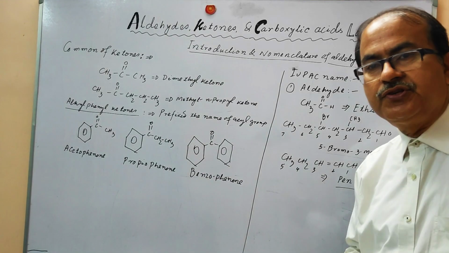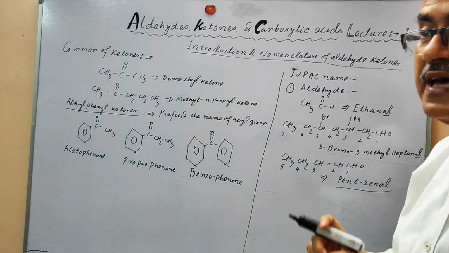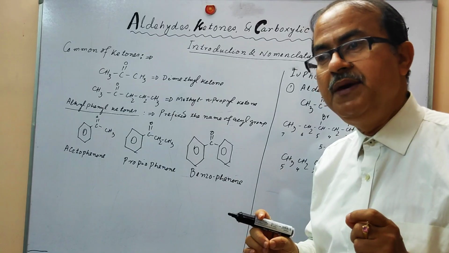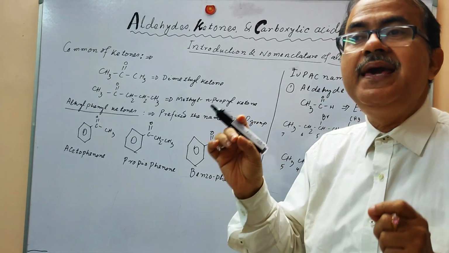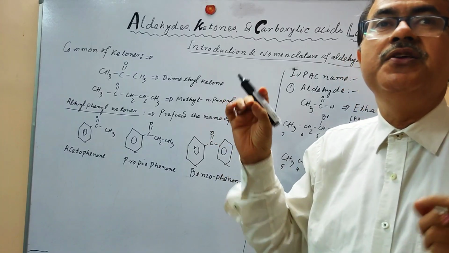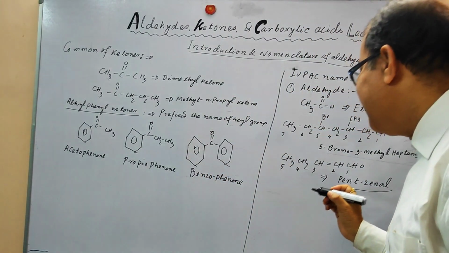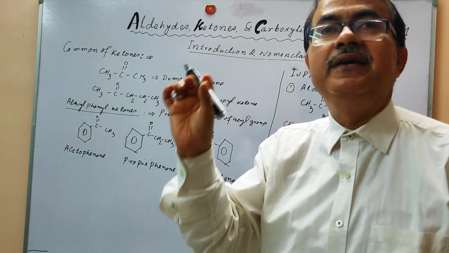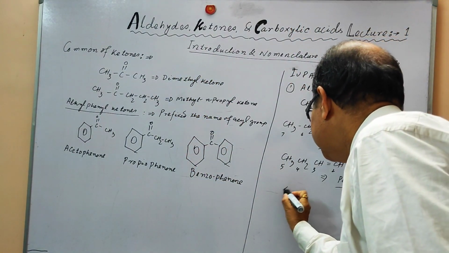And now we will discuss if this is a cyclic compound, a cyclic aldehyde, meaning the aldehyde group is joined to a ring. The ring may be a benzene ring or maybe a saturated ring. At that time, what will be the name? At that time, you have to give a suffix, that is carbaldehyde. As for example, this.